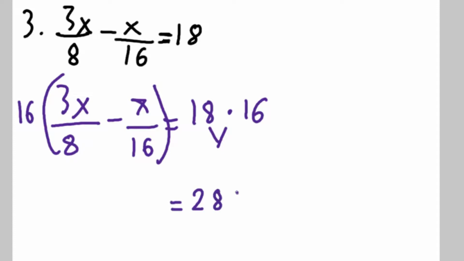So 18 times 16 is 288, and 16 times 3/8 times x is 6x, and 16 times 1 over 16x is minus 1x, or just x. 1x and x are the same, but just to make it easier to visualize, I'm going to stay with 1x. So we can combine these and get 5x.